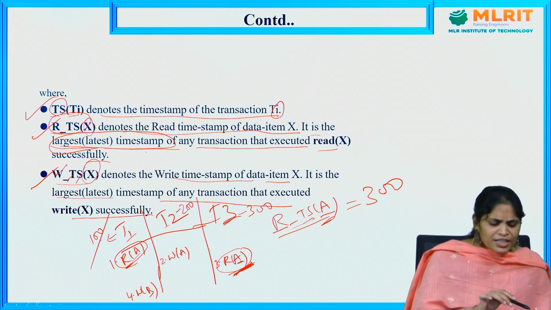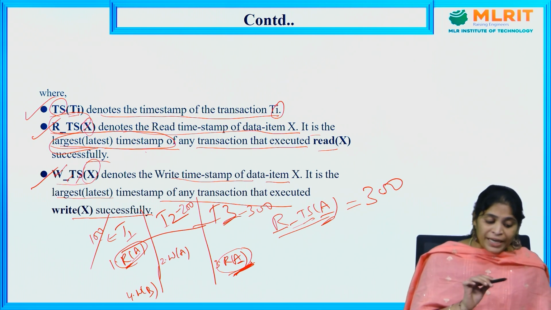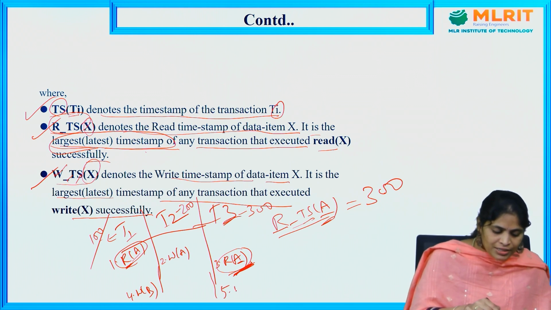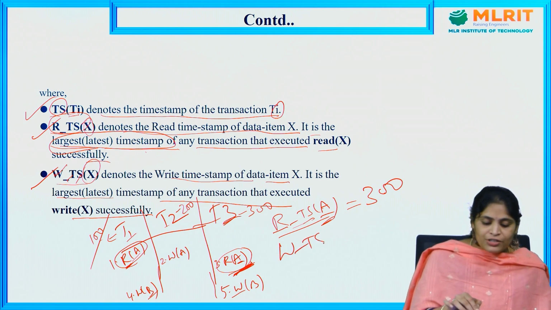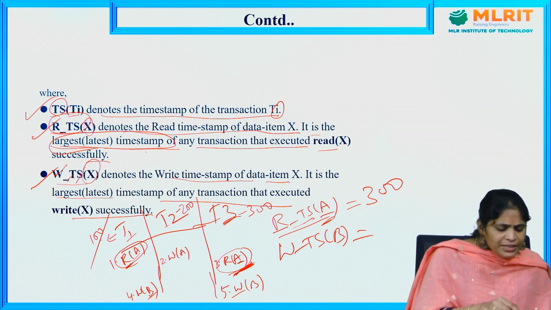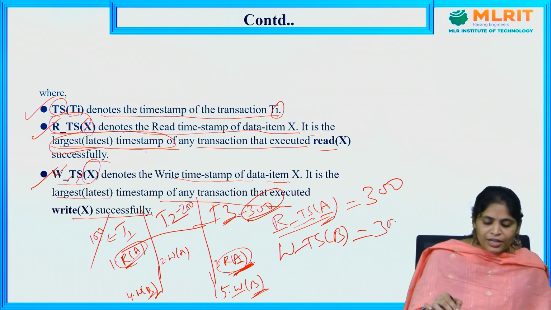Okay. Next, in the same manner, what is the latest timestamp of B here? For example, here let us take W of B. This is the fourth one, this is the fifth one. So what is the WTS of B here? WTS of B means the latest timestamp value of a write operation of B. So W of B is there in T1. Later on, any transaction is there, right, here it is there. What is the transaction value here? Timestamp value 300. This is also 300.